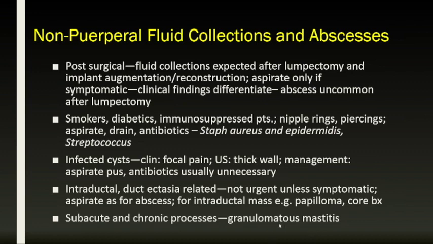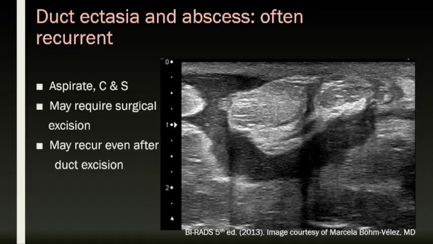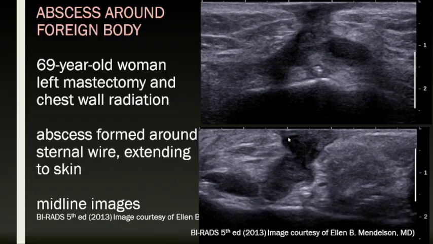There is a process called granulomatous mastitis, which is subacute, chronic, and hard to treat, and I'll show you an example. This is ductectasia, an abscess, often recurrent. Here, aspirate, culture and sensitivity. This duct is filled with pus, and there's edema in the surrounding tissue. They may recur frequently and require surgical excision, and even after that, recur.